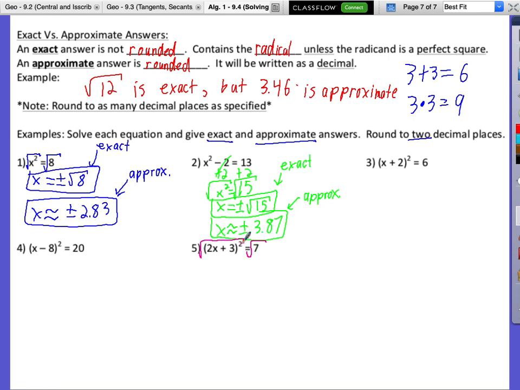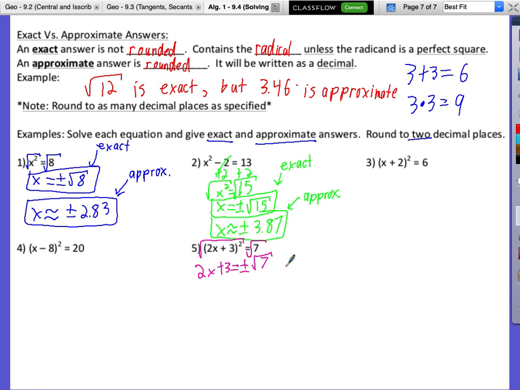Now what do the square root and the square do? Undo each other, and we're left with 2x plus 3. Now on the right side we have positive and negative what? Square root of 7. So we haven't taken the square root yet. We don't, and 7's not a perfect square. Okay?